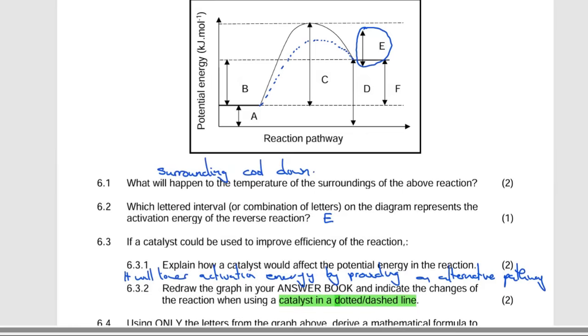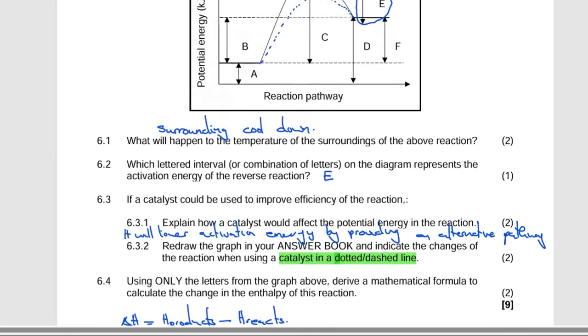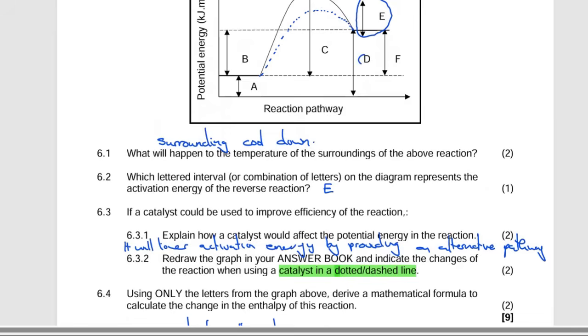Then to proceed to our question 6.4, they're saying using only letters from the graph above, derive a mathematical formula to calculate the change in enthalpy of this reaction. Remember, delta H is equivalent to H products minus H reactants. So our delta H is equivalent to the energy of the products, which is going to be our D, minus the one for the reactants, which is going to be A.